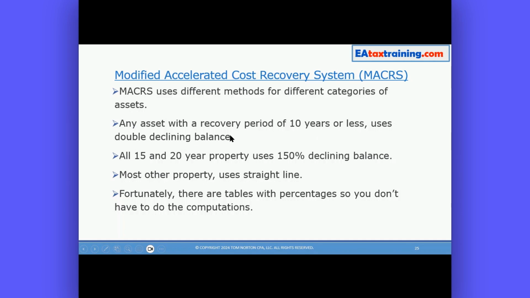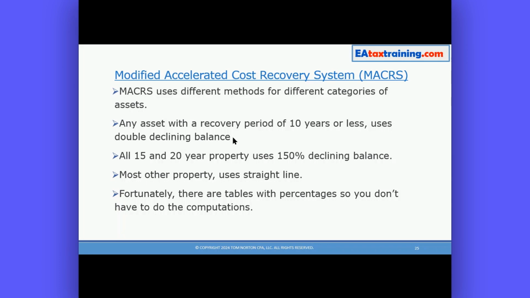So that's good. Double declining balance gives you more depreciation in the early years compared to straight line. We get the deduction sooner, which we like when it comes to income taxes, because that lowers our taxable income. So we like that. 15 and 20-year property also uses an accelerated method, but not quite as accelerated.